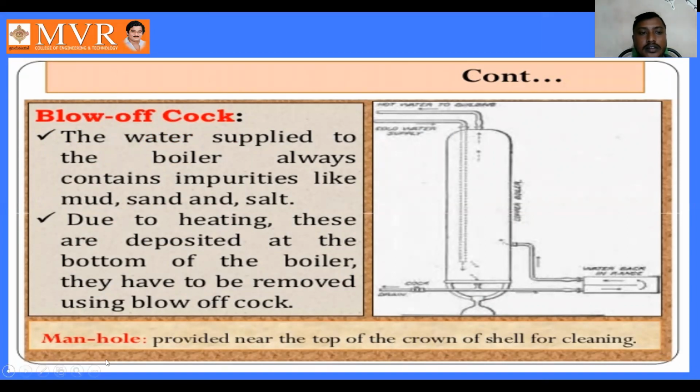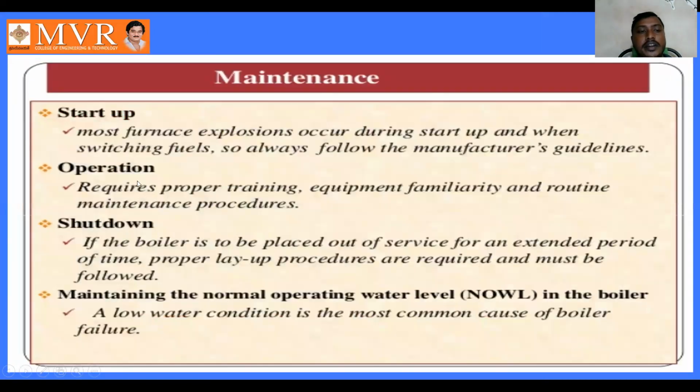And the other one is a manhole provided near the top of the crown of the shell for cleaning purposes. These are some of the maintenance practices which we should follow for the Cochran boiler. Most furnace explosions occur during startup and when switching fuels, so always follow the manufacturer's guidelines. The operation should be done using routine maintenance procedures.